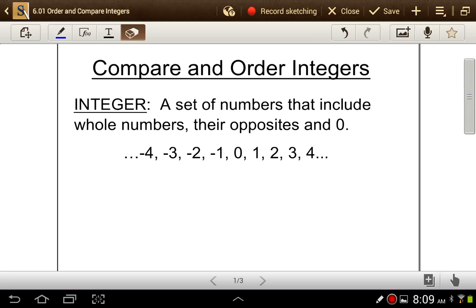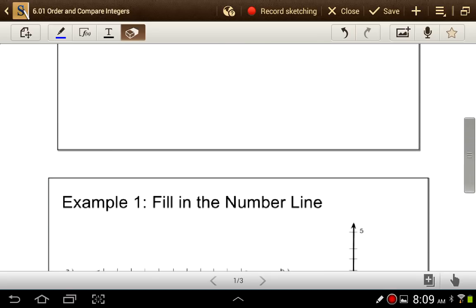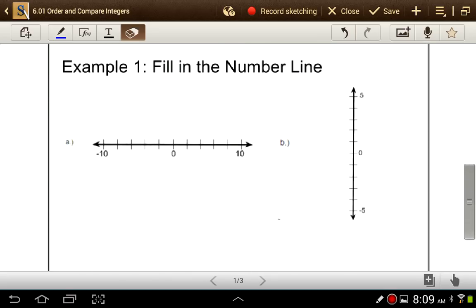So I have a listing of our integers. Again, they're all going to be whole numbers, so we don't have to worry about decimals and fractions with these. But notice the negative numbers are included, so that's what the integers are going to do, is include those negative numbers. Okay, I'm going to move down to our first example. Make sure you write this down in your notes.